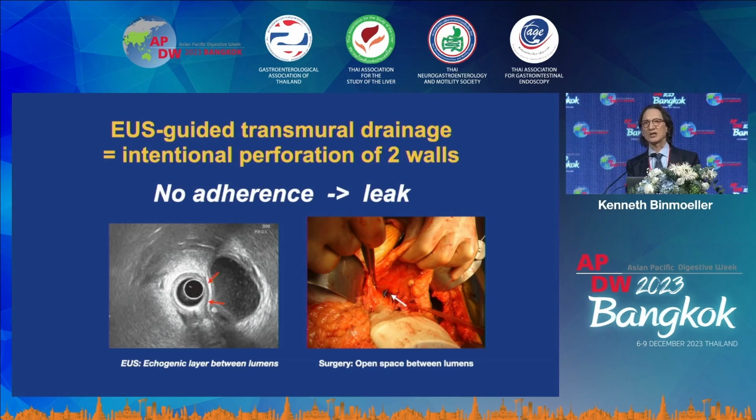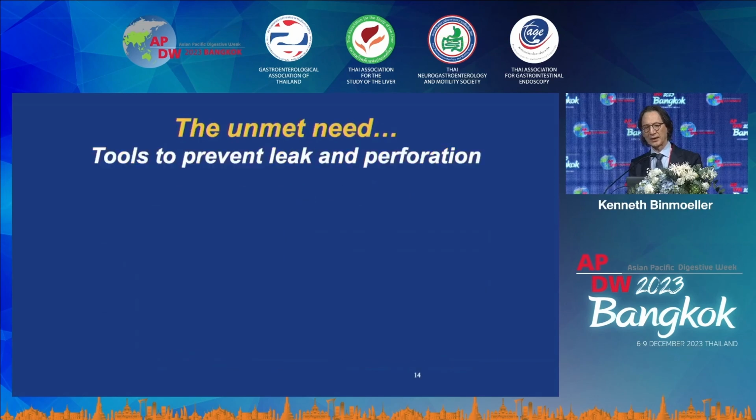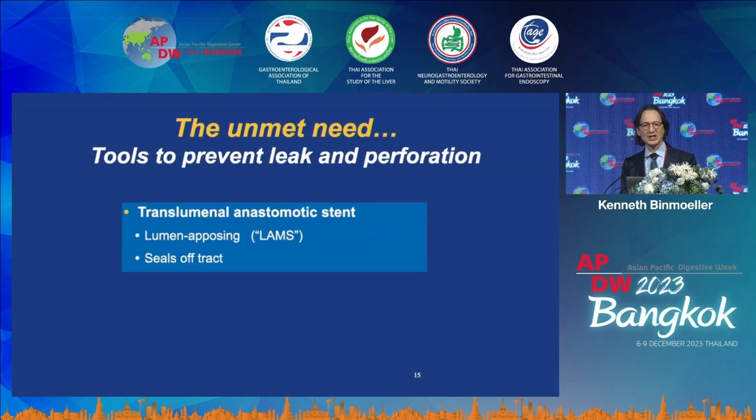That is because the two structures are not adherent, even though it looks like the gallbladder is adherent. And this patient went to surgery because of a leak, and here you can see that plastic stent in that gap between the gallbladder and the bowel wall. So the unmet need was we needed tools to prevent leak and perforation.